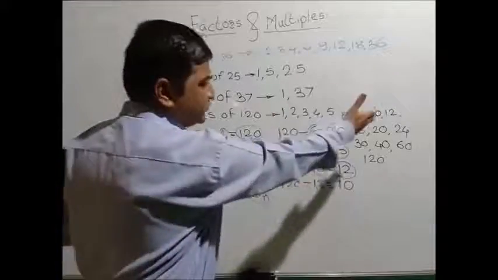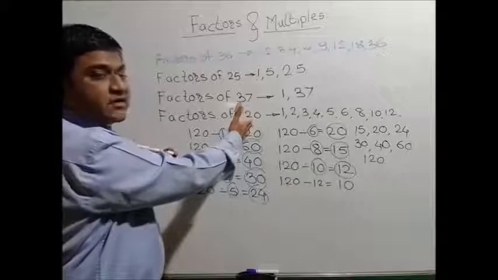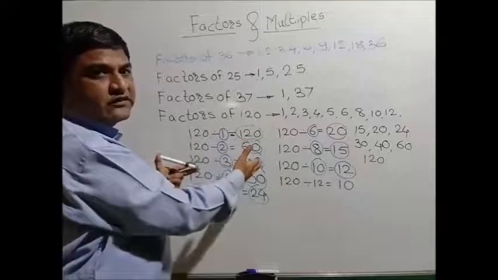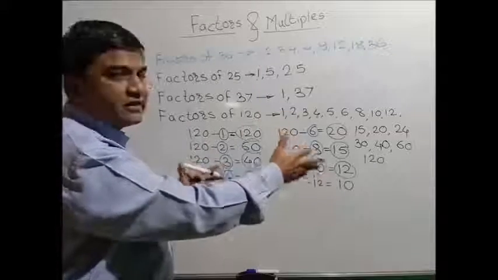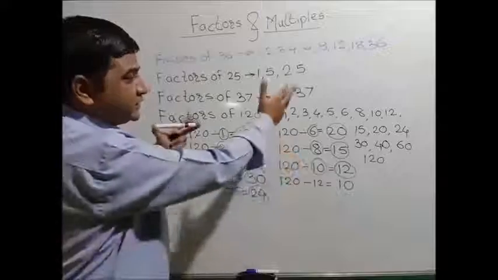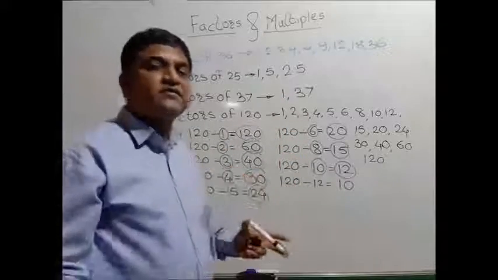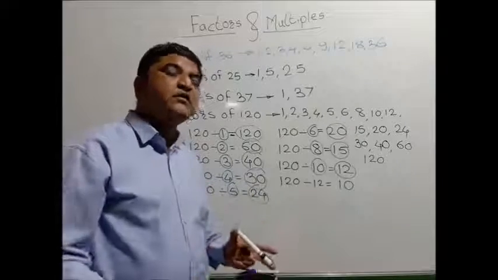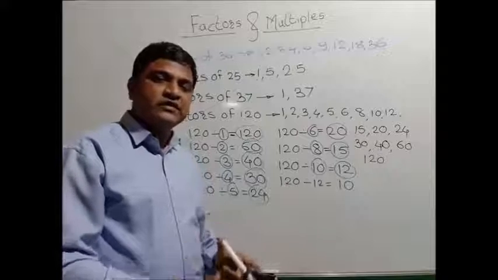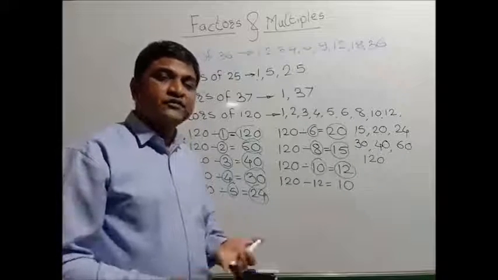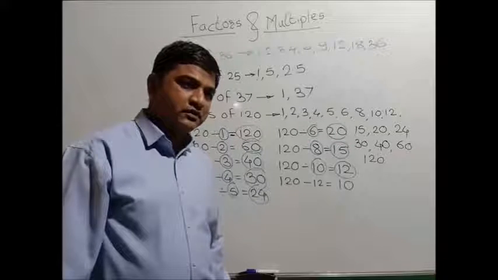See, all these numbers are saying that we are going to divide 120 exactly into equal parts without leaving any remainder. We are not keeping any remainder behind. That's why they are known as the factors of this number. So it's very clear that the factors are all the numbers which divide the given number exactly without leaving any remainder. If any remainder is left, then it cannot be said to be a factor of that number.